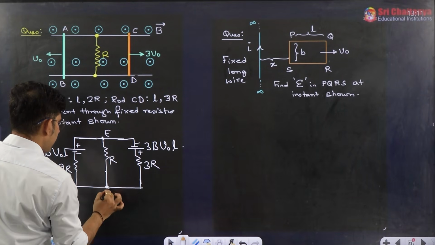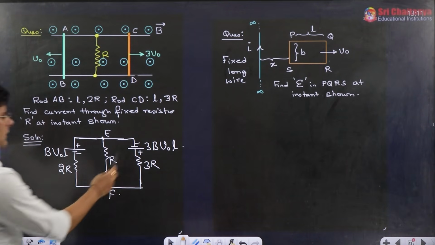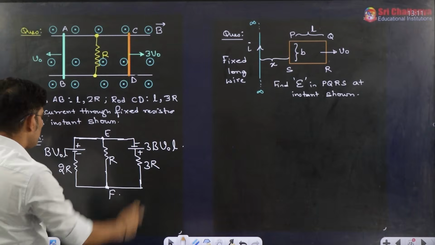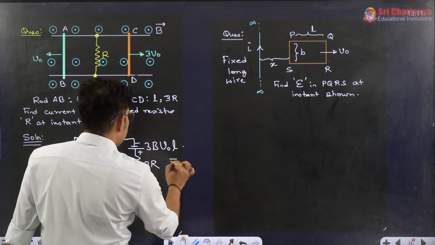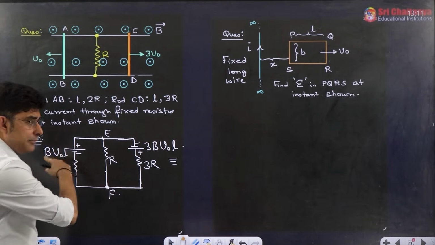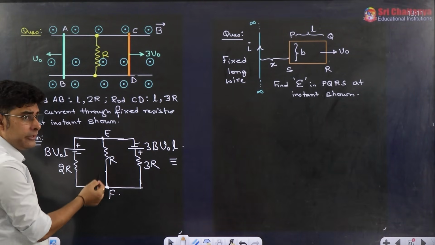So the simplest way of finding this current: we can see these two are parallel, and now these two are parallel. We can replace the whole by a single cell, two cells in parallel. Instead we can take three cells in parallel. Why? Because this is also a cell with zero EMF.